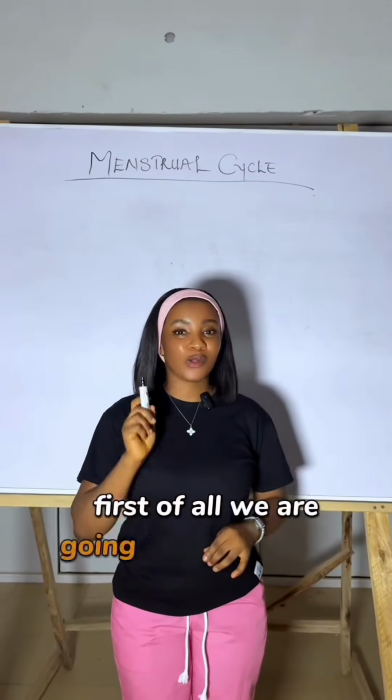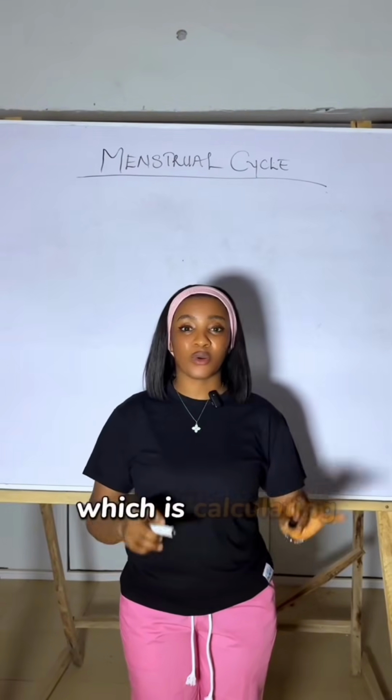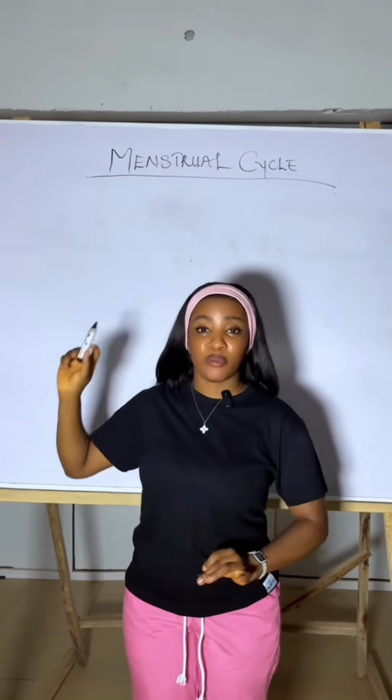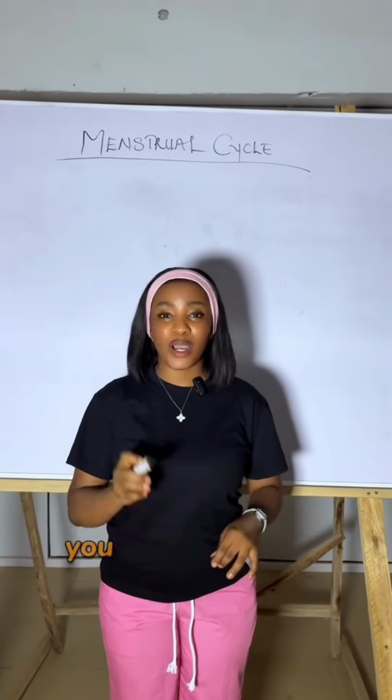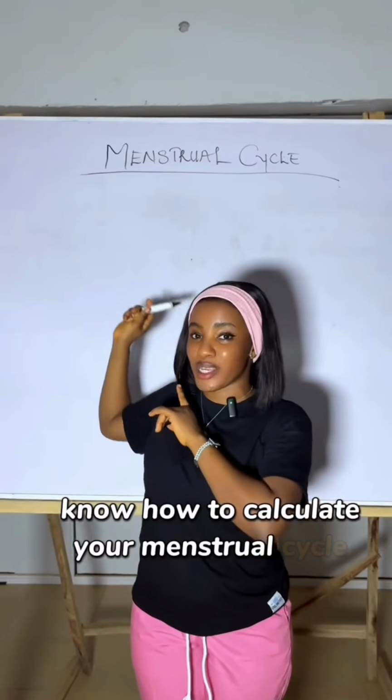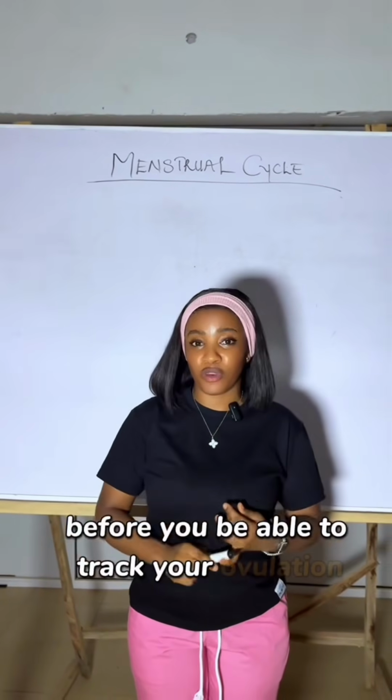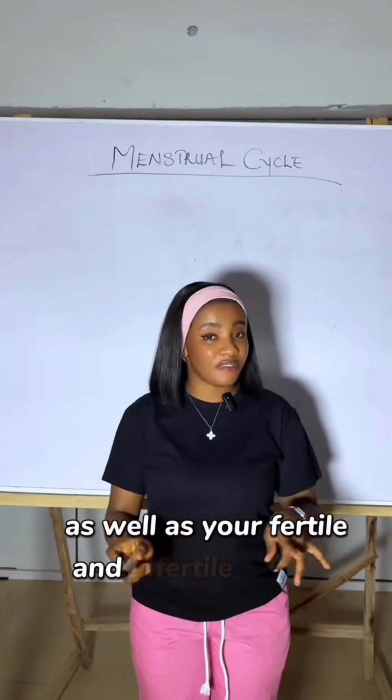First of all, we are going to start with the foundation, which is calculating your menstrual cycle length, because this is where everything starts. You have to first of all know how to calculate your menstrual cycle length before you'll be able to track your ovulation, as well as your fertile and infertile window.